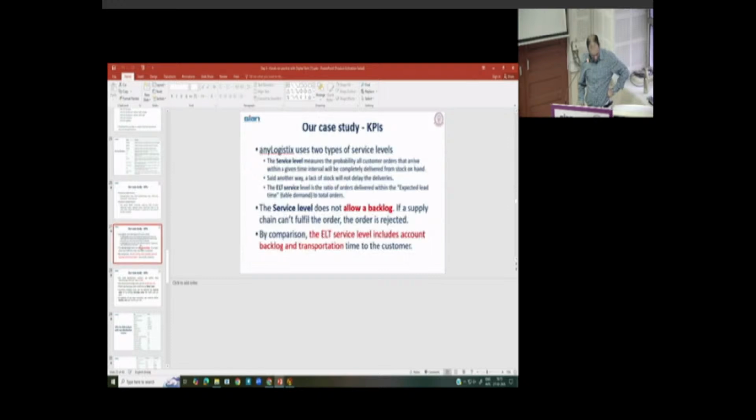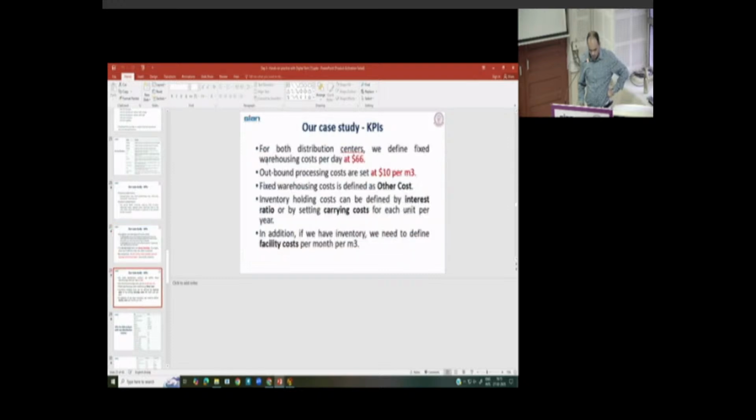Yes, I'm just trying to look at it. So the warehousing cost, operating cost at each DC. Operating cost at each DC is $66 per day. This is the cost we want to add. And outbound processing cost. What is this outbound processing cost, guys? Any idea? From the distribution center, you are moving the goods to the customers. So that is the outbound processing cost.